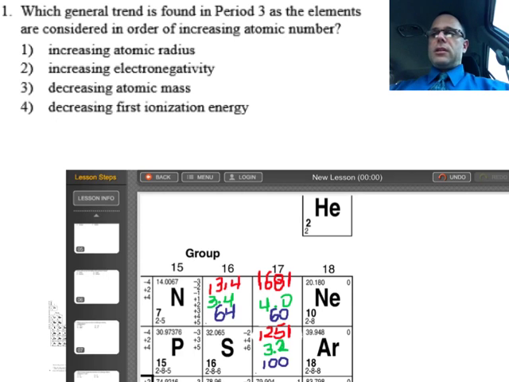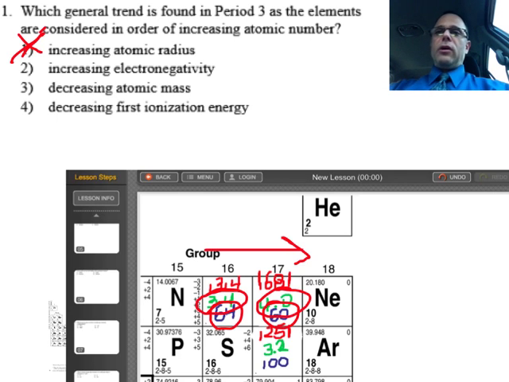Do we have an increase in atomic radius as we go in this direction? Atomic radius from 64 to 60? No. Do we have an increase in electronegativity? Electronegativity from 3.4 to 4.0? This one is looking good. Do we have a decrease in atomic mass? No, as you go to the right, the number of protons increases, the number of neutrons increases, so the mass increases. And do we have a decrease in first ionization energy? That's these red numbers. Does it increase or decrease as we go to the right? It increases as we go to the right. This one says decrease.